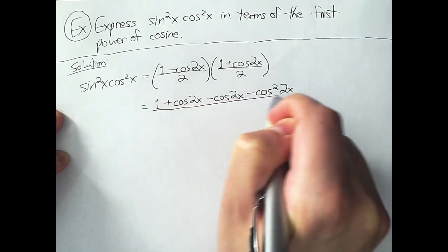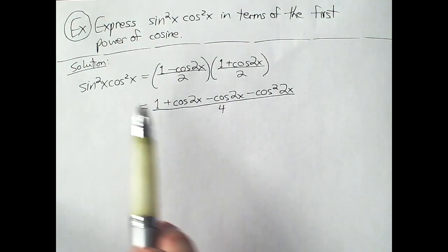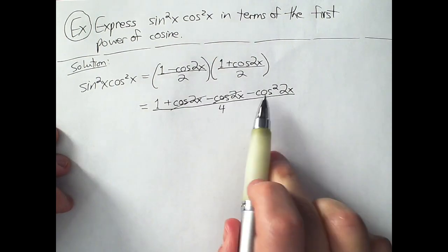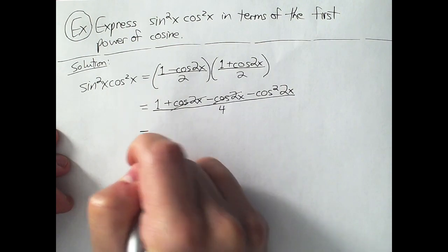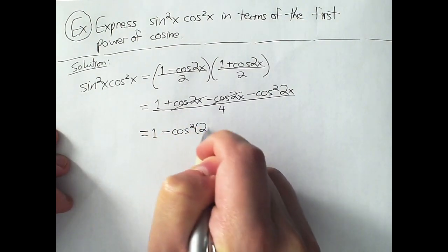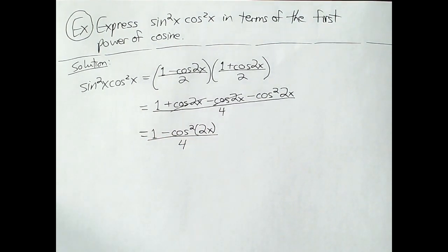On the bottom, 2 times 2 is 4. So we haven't really answered the question because, we could cancel these, but we've expressed it in terms of the second power of cosine. That doesn't help. Here, let's get rid of the stuff we canceled and just write it this way. So we're not done yet.